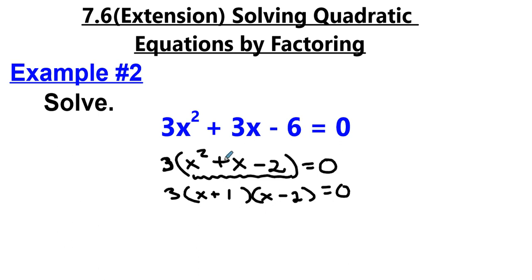Oh, but hang on a second, I need to have a positive 1 in the middle, so these two are going to have to multiply to give me a negative 2, but add to a positive 1. So that tells me I made a mistake. This should be a negative 1 and a positive 2. So let's double check that. X squared plus 2x minus x, that's positive x, and then minus 2. Sure enough, that's good.